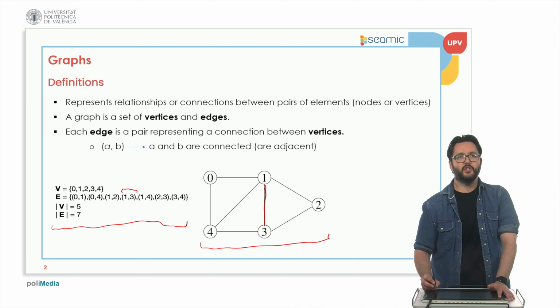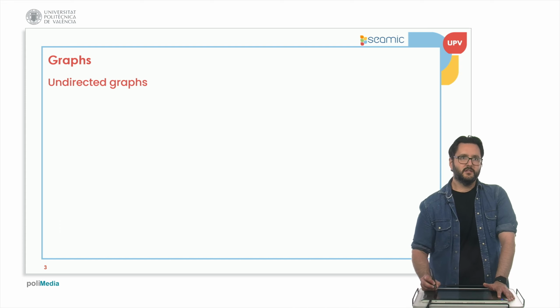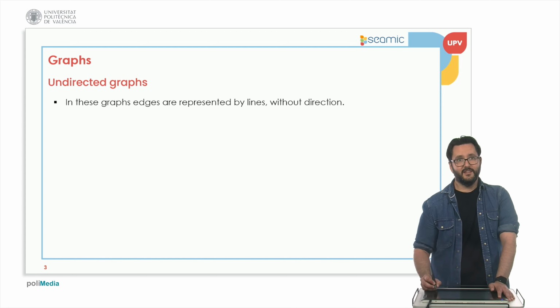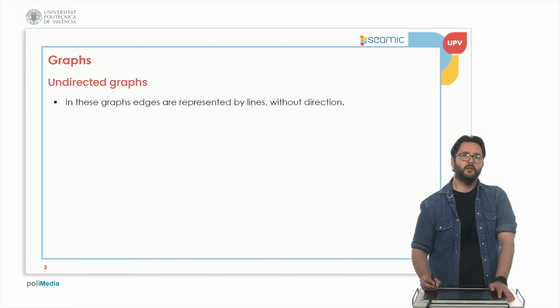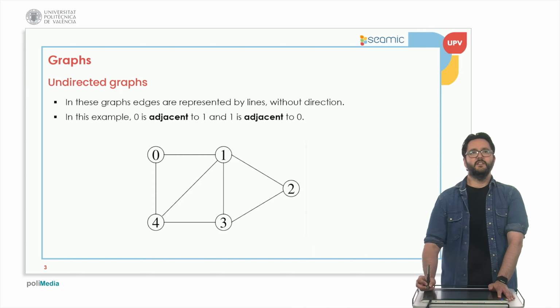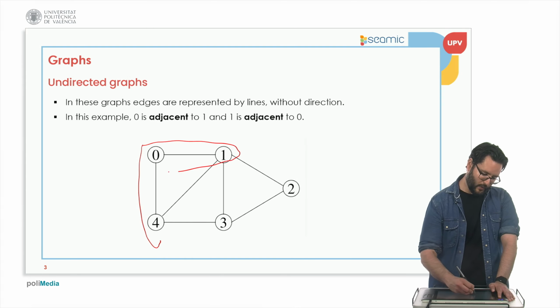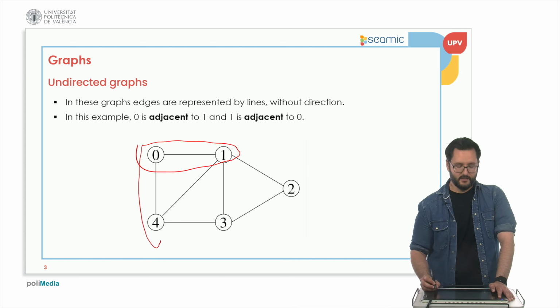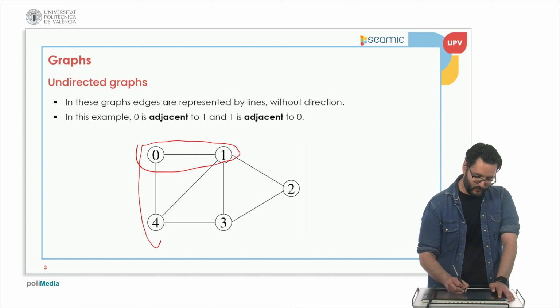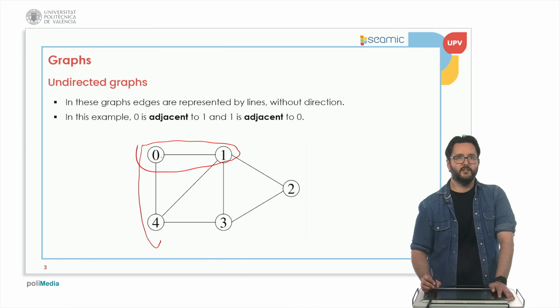Let's talk now about how we can classify these graphs. The first kind of classification can be related to the edges. We can talk about undirected graphs, that are graphs where edges are represented by lines without indicating a direction. In this example, we have that 0 and 1 are connected or are adjacent, and again 1 and 0 are also connected. So in this case, when we have an edge, the nodes are adjacent to each other.